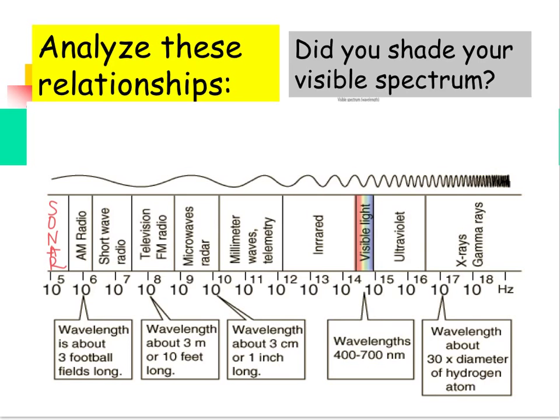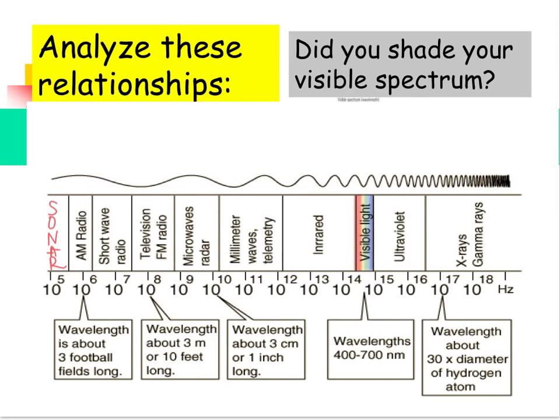So take a look at the information that's below here. Look what it says about AM radio waves. One wavelength is about 3 football fields long. That's pretty crazy. Here we're talking about TV and radio waves being about 3 meters to 10 feet long. Here we're talking about wavelengths that are maybe only about 3 centimeters or about 1 inch long. So what's happening to my wavelength as I go this way? You should notice that the wavelength is getting shorter.